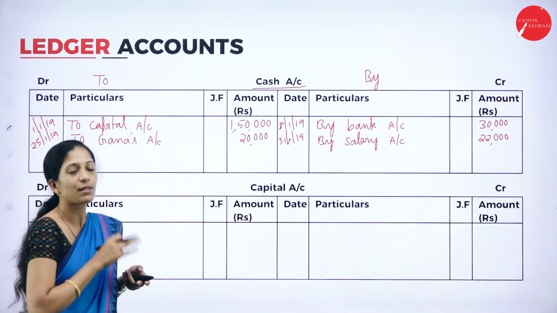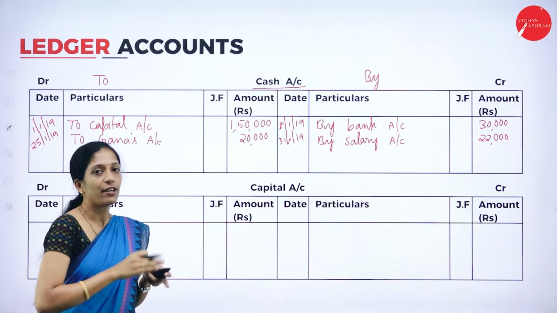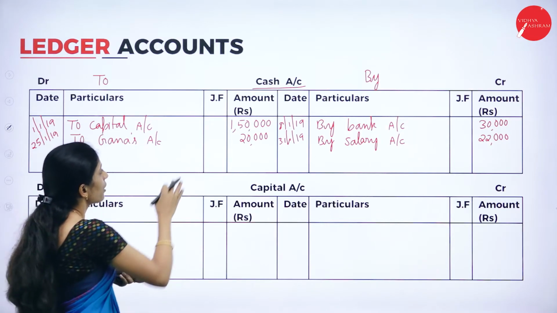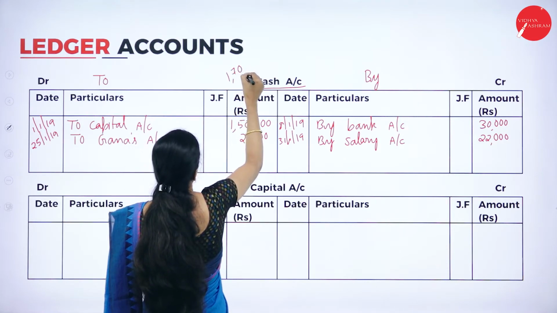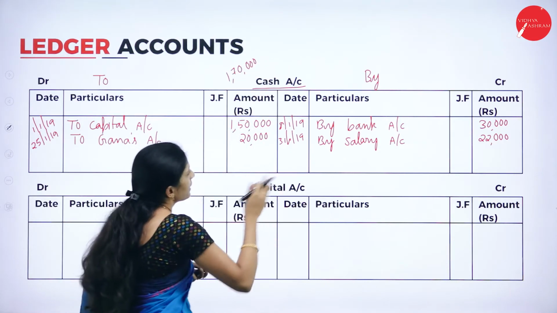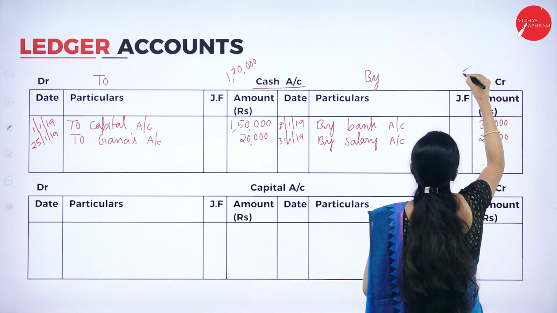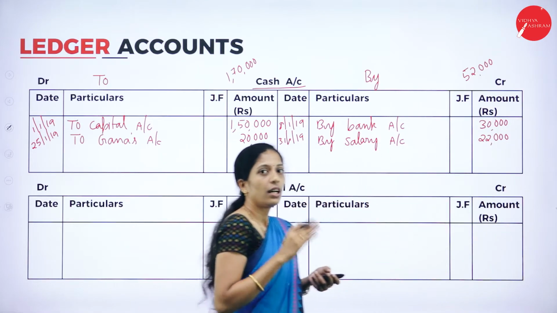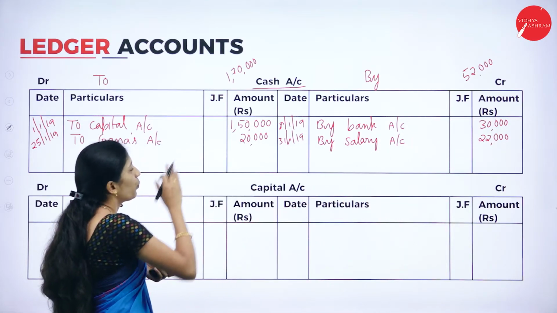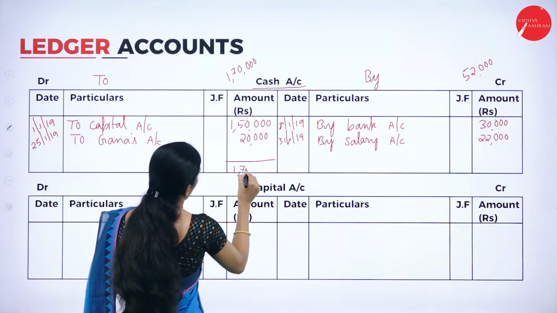Now we have to balance both the sides, and the balancing figure has to be carried down at the end of that particular month. If you total the debit side, the total is 1,70,000. Whereas coming to the credit side, we have 30 plus 22, that is 52,000. Now which one is greater? 1,70,000 is greater. So write 1,70,000 on both sides.